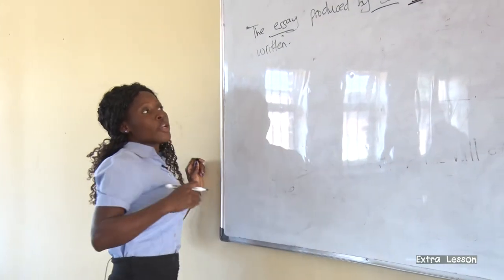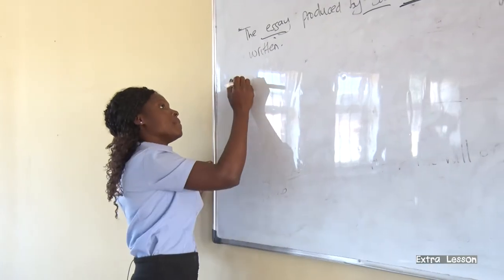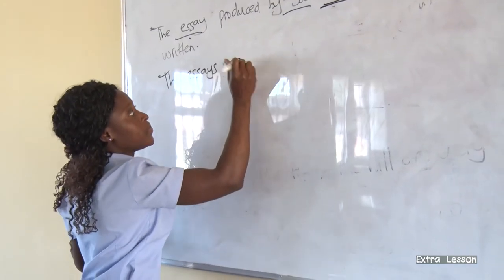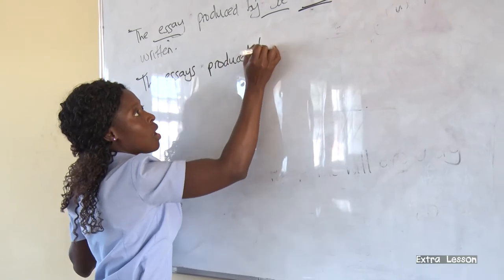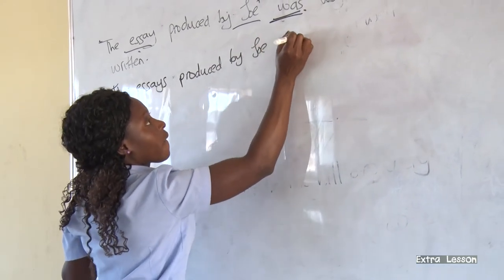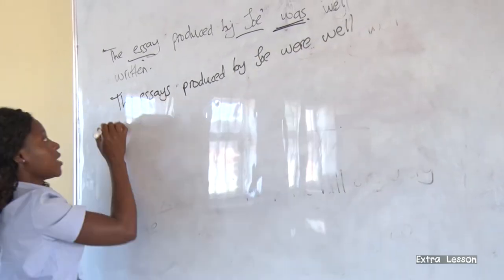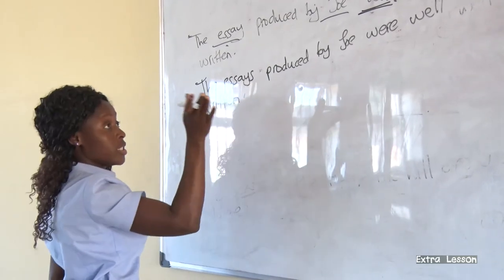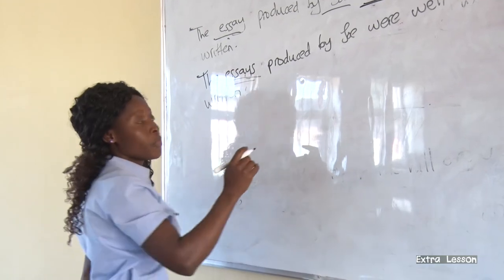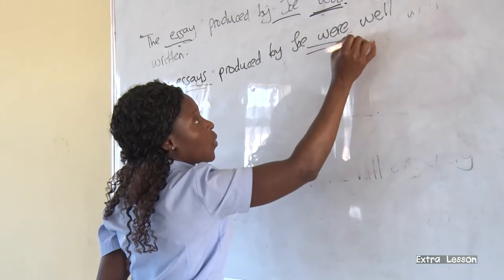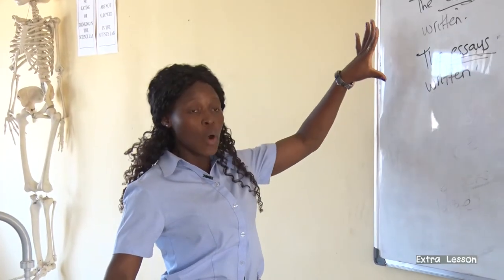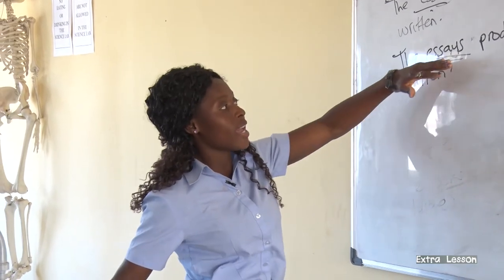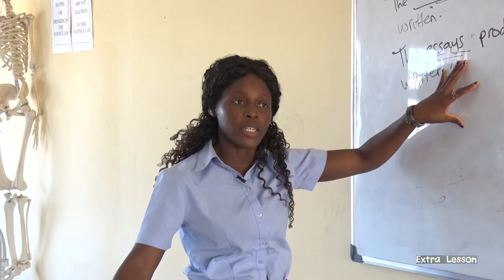But let's say now Joe wrote two or three essays. We say the essays produced by Joe were well written. Just because our subject that we're using, which is determining the verb, is essays, which is plural, we use were. So this is how we use subject verb agreement when we are using the auxiliary was or were. We have to identify the main subject which determines the verb.